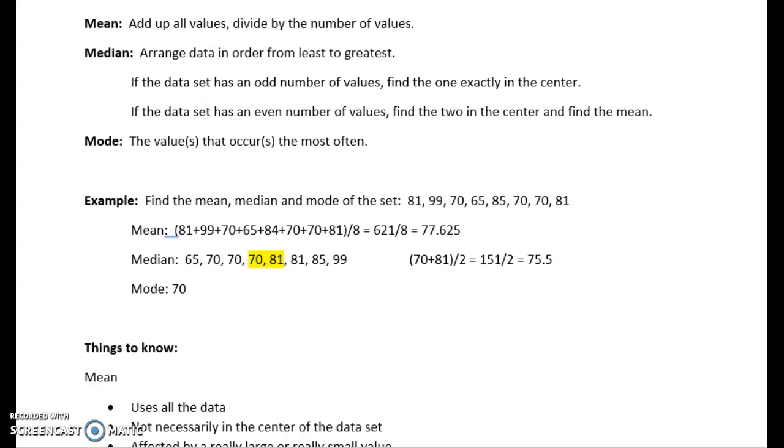Finally, the mode is just the one that occurs the most. Sometimes it's helpful to have your data set in order to help you see that, especially if it's a large data set, but it's not necessary. But if I look at my data set in order, I see that I have the number 70 repeated 3 times and the number 81 repeated twice. Now the mode has to repeat the most. So in this case, since 70 is repeated 3 times, that is the mode. Since 81 is only repeated twice, it is not the mode. You could have more than one mode if both values occur the most and occur an equal number of times.